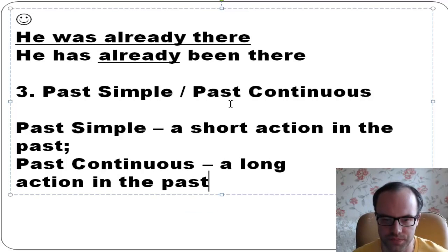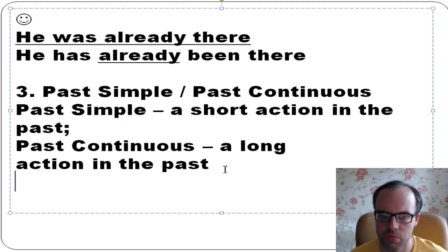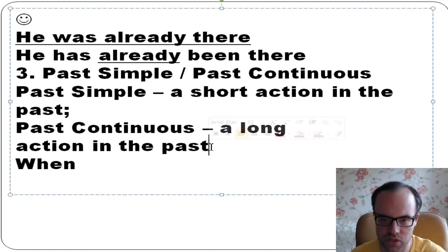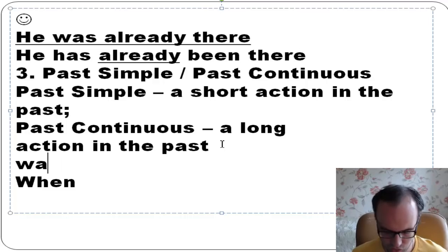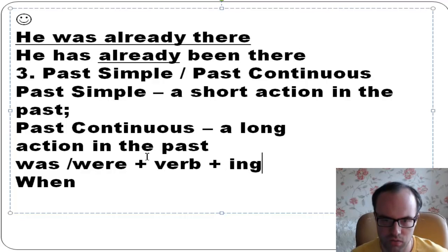So you see. For example, yeah, we often use past continuous with when. Look. And we form it this way. So was or were plus verb plus ing. Was, were plus verb plus ing. So look.